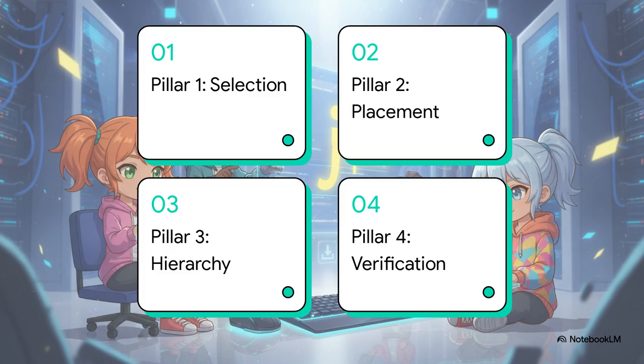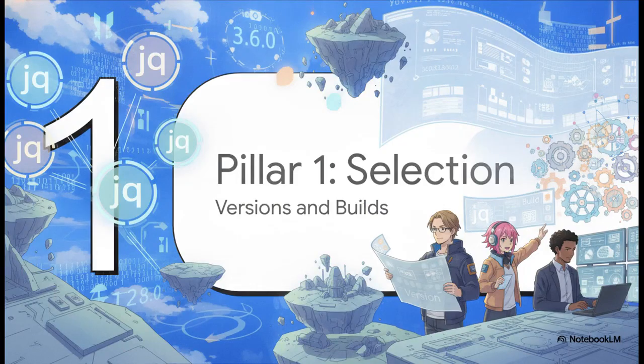The source material outlines a really methodical, professional blueprint based on 4 key pillars: selection, placement, hierarchy, and verification. We're not just slapping code on a page here, we're architecting an environment. All right, kicking things off with Pillar 1, selection. Specifically, we're going to navigate versions and builds.